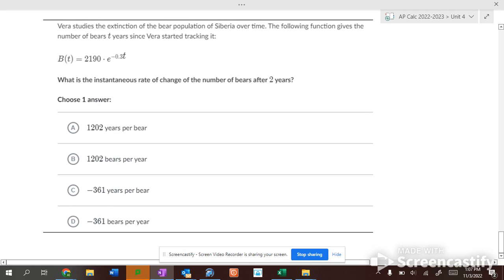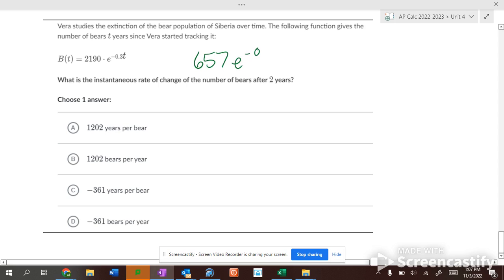Vera studies the extinction of a bear population in Siberia over time. The following function gives the number of bears since Vera started tracking it. Okay, what's the instantaneous rate of change of the number of bears after 2 years? Well, the first derivative of this, you take negative 0.3 times the 2190. I don't know what that is. 600 and something, probably. 657.